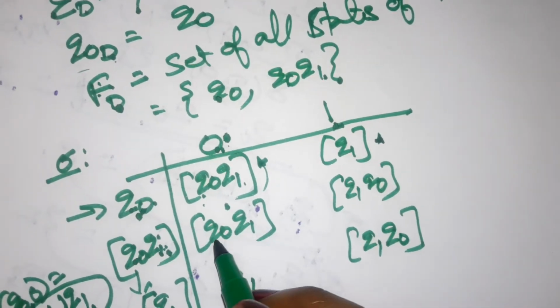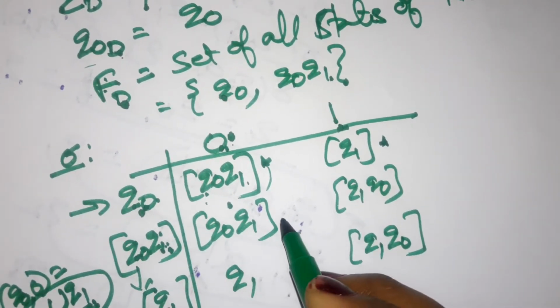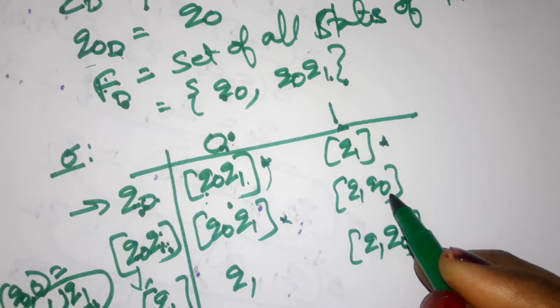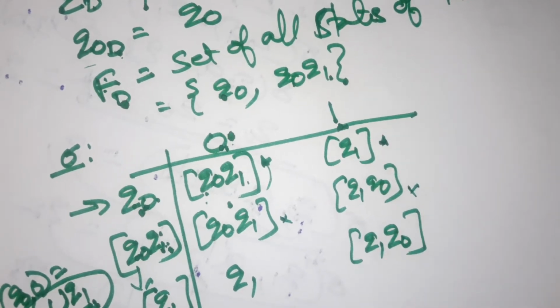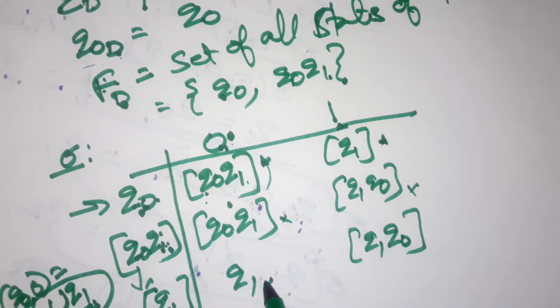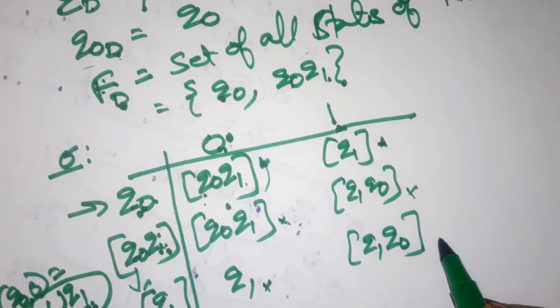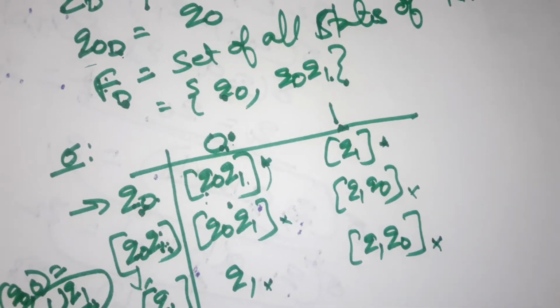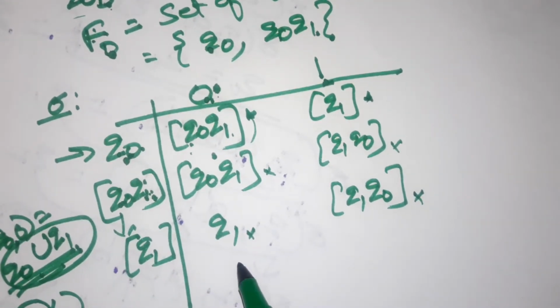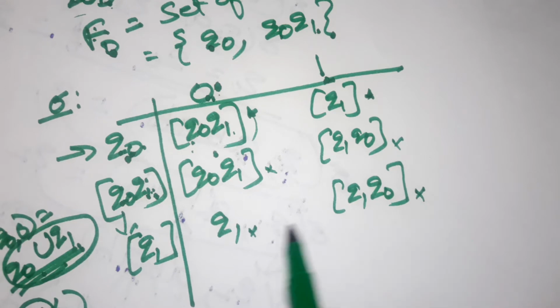Again if you observe here, Q naught Q1 I already applied, no need to do it. Q1 Q naught I already applied, no need to do it. Q1 is already an old state, no need to do it. Q1 Q naught is already an old state, no need to do it. So this process is completed. If no new state appears, stop the procedure. Now this becomes a DFA.